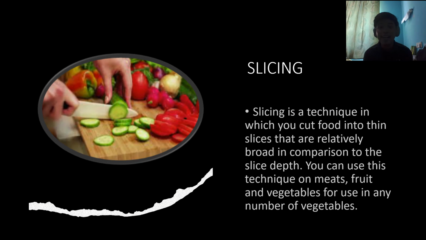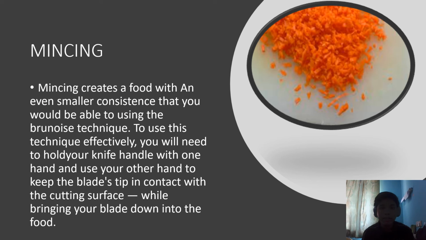Next is slicing. Slicing is a technique in which you cut food into thin slices that are relatively broad in comparison to the julienne. You can use this technique on meat, fruit, and vegetables. Mincing. Mincing creates food with an even smaller consistency than you would get with the brunoise technique. To use this technique effectively, you will need to hold your knife handle with one hand and use your other hand to keep the blade in contact with the cutting surface, while bringing your blade down into the food.